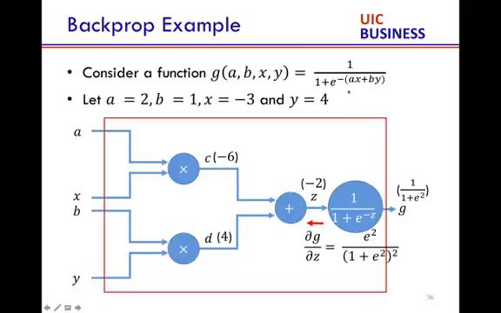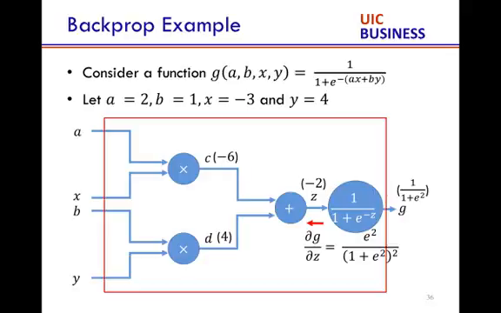And given a current value for those parameters, let's say the current values for the inputs: a is 2, b is 1, x is 3, minus 3, and y is 4, I can compute the output, which is the g value. I can just forward propagate and find the output, which is g, 1 by 1 plus e square. And then I can do the backpropagation thing I was talking about.